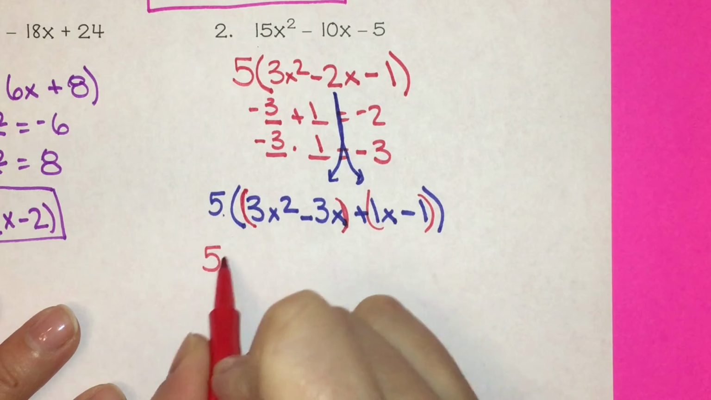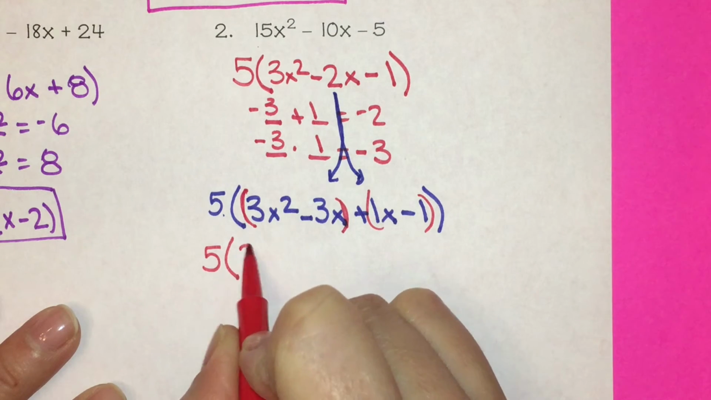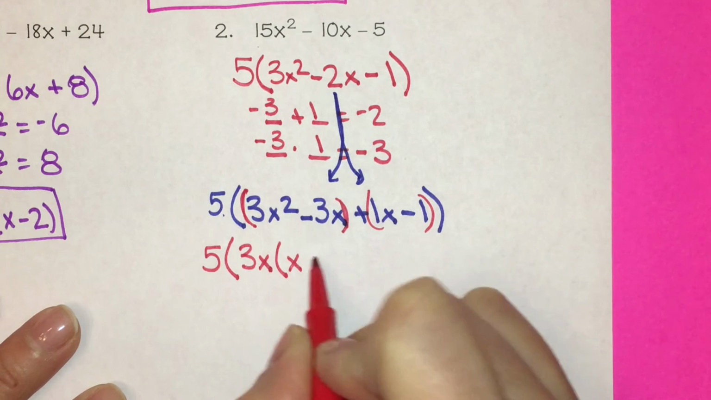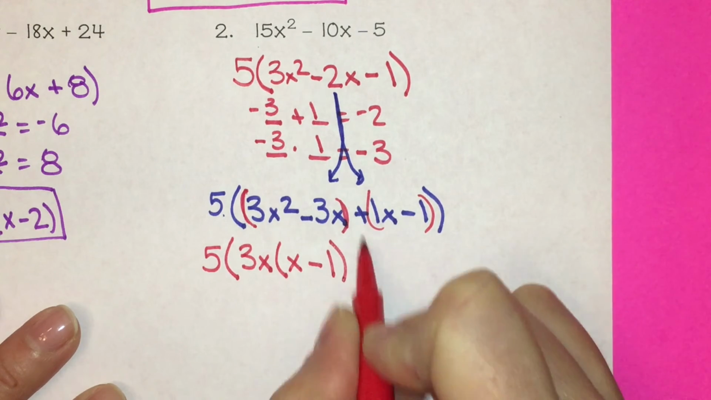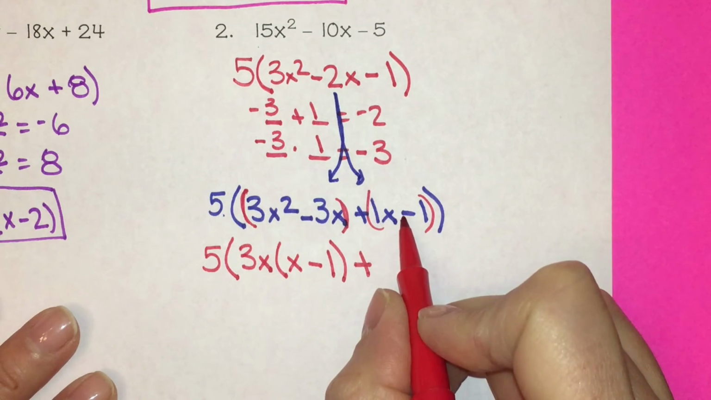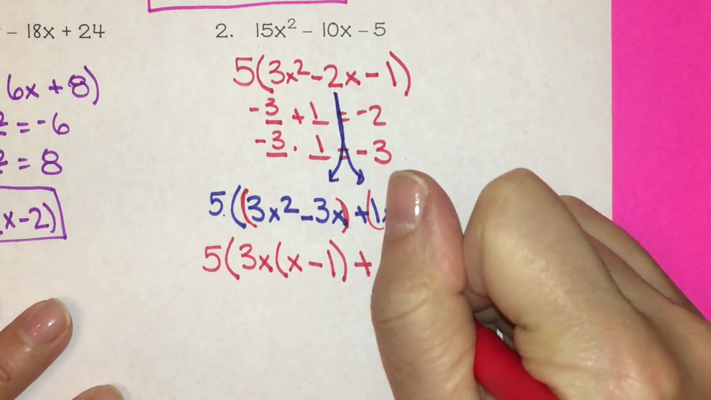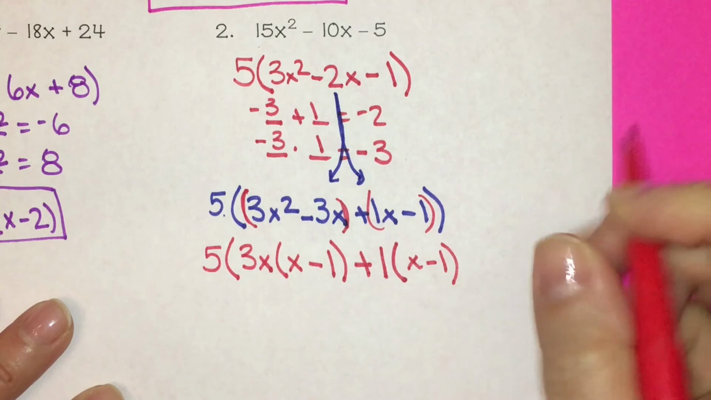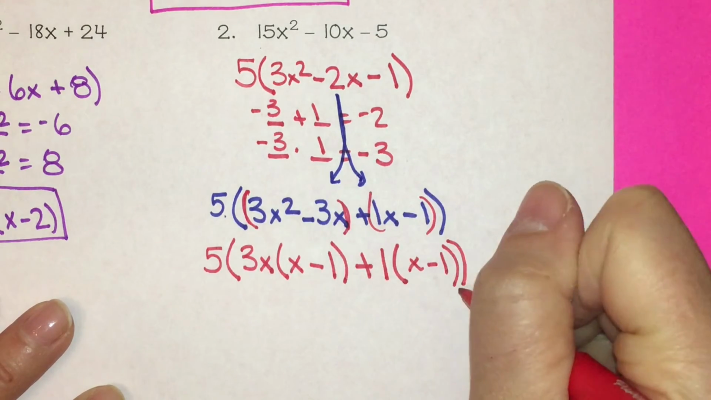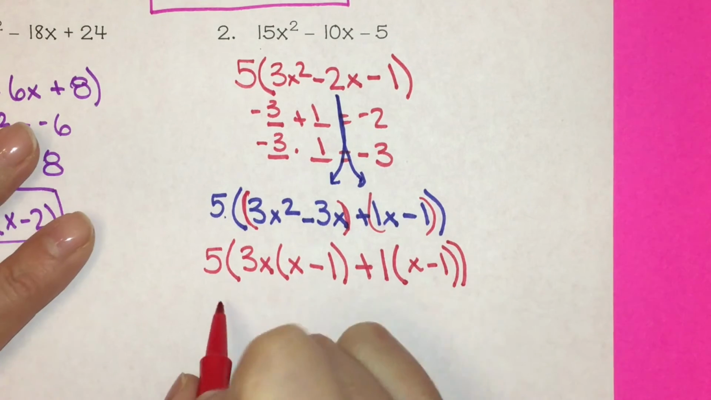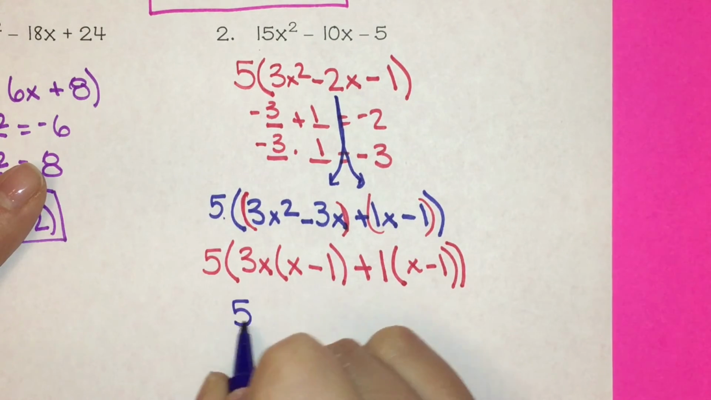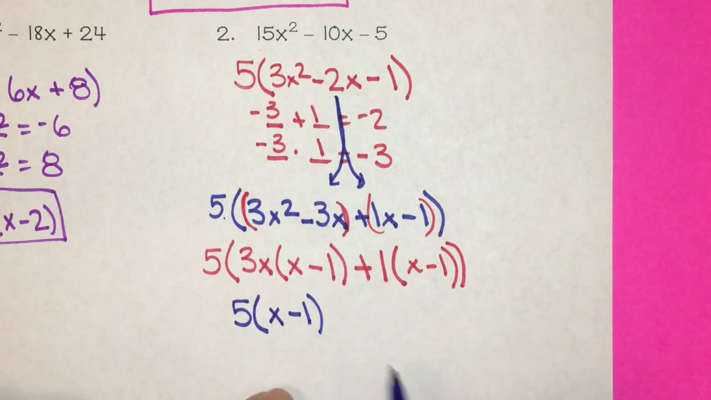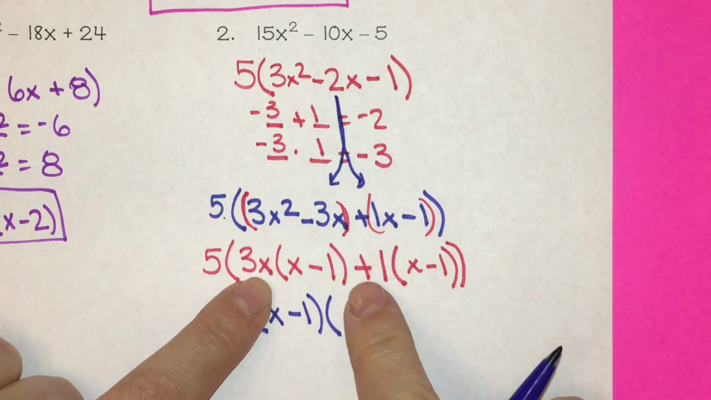Okay, so we have 5 times. In here I can factor out a 3x times 3x squared divided by 3x is x, minus 3x divided by 3x is 1, plus, here I can't factor anything out, but I have to factor something out. So the only thing I can factor out is a 1, right? Which leaves me with x minus 1. And that entire thing is multiplied by 5, so don't forget to close your big parentheses. Okay, so we have 5 times greatest common factor. Take it out, x minus 1, factor it out, times what's left over, 3x plus 1.